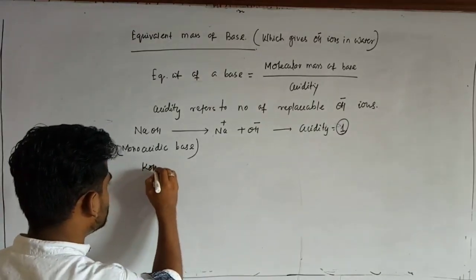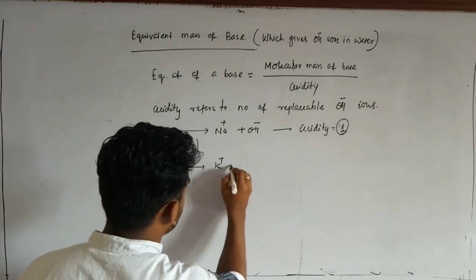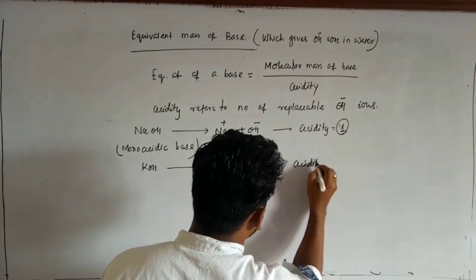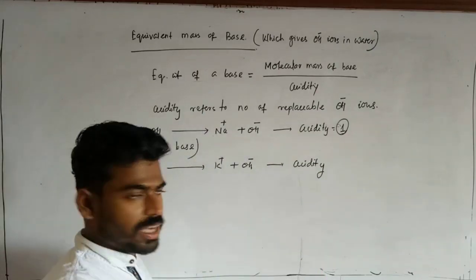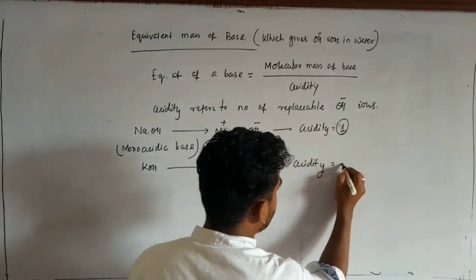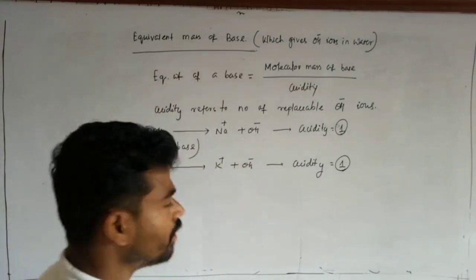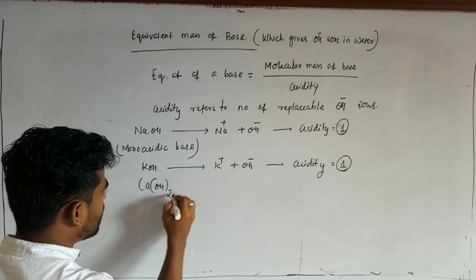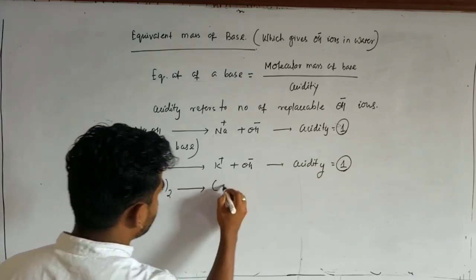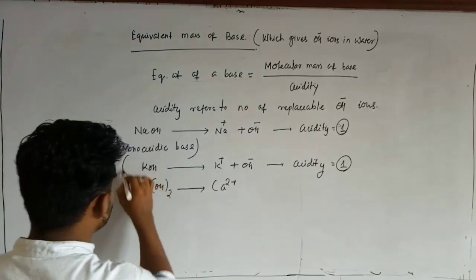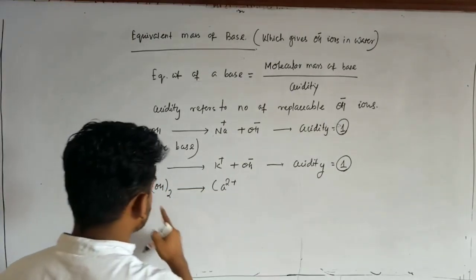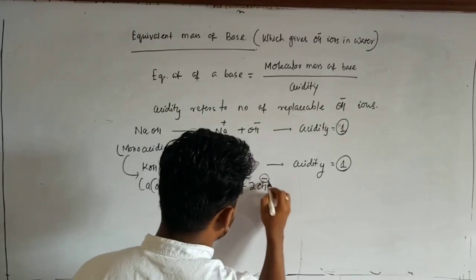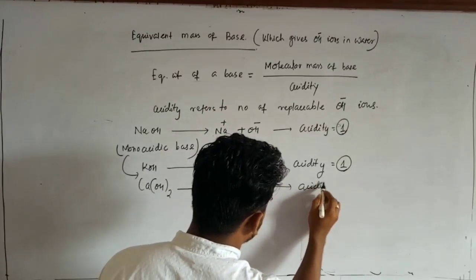Similarly for KOH, K plus and OH minus. Since it gives one hydroxide ion, its acidity will be 1. Similarly, for calcium hydroxide, it will give you Ca2 plus. Ca(OH)2 gives Ca2 plus and 2 OH minus. So what will the acidity be?